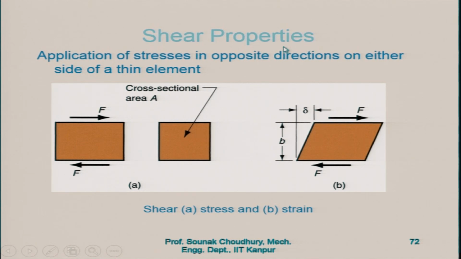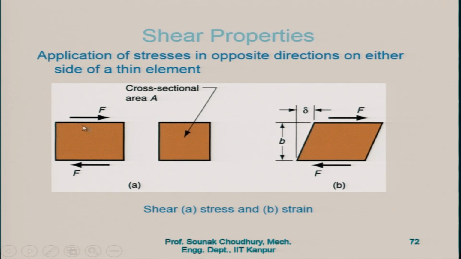Shear properties. Now, the application of stresses in opposite directions on either side of a thin element. Suppose this is a thin element and some stresses are applied, let us say this is the shear force. So, this will apply the shear stress on this initial material and the material will be deformed in this way, where this is the height and this much is the deformed part. This is the deformation that has occurred.